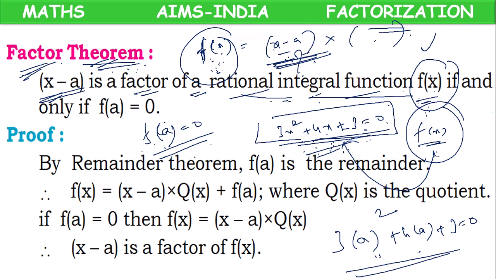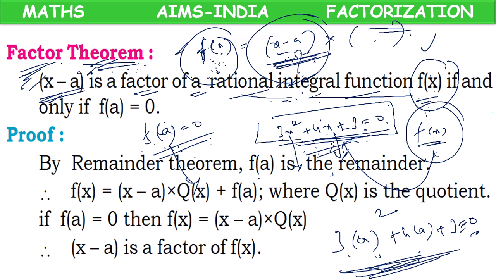So this was just the theorem explanation. We have a function f of x. If x minus a is a factor of f of x, it will be the factor if and only if f of a equal to 0. How to calculate f of a? In the given equation f of x, wherever we find x, in that place we have to substitute a. After substituting a, if the result is 0, then we can say that x minus a is a factor of f of x. So this is the factor theorem, children.